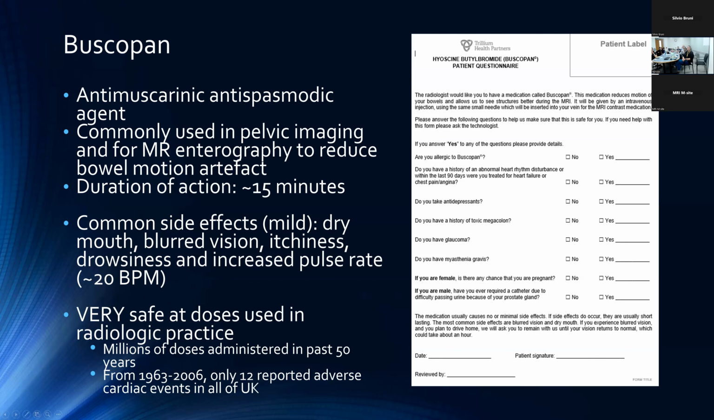Given that it's an anticholinergic drug, the most common side effects are pretty much the same as most anticholinergic agents, namely decreased secretions, resulting in dry mouth or eyes, some degree of loss of ocular accommodation, which can result in some degree of blurred vision, and then infrequently itchiness, drowsiness, and usually some degree of increased heart rate. Generally, in the literature, most studies have said somewhere between 10 and 20 beats per minute increased over resting heart rate.